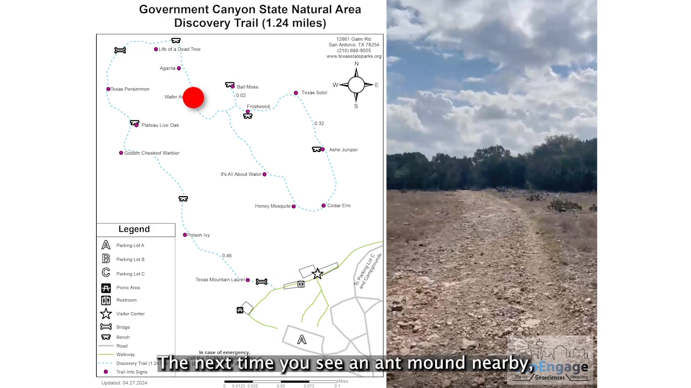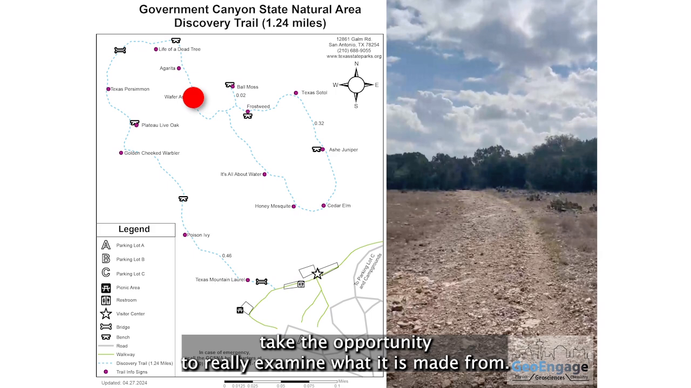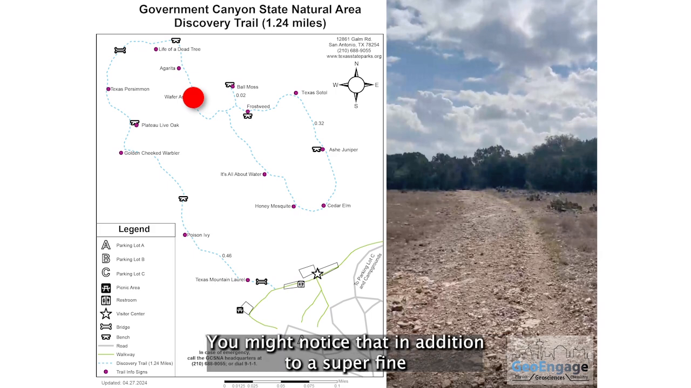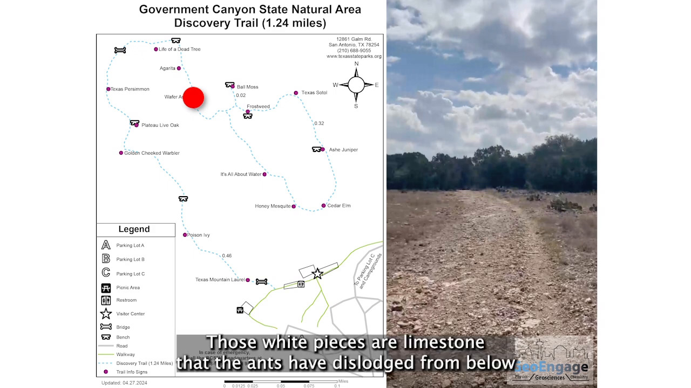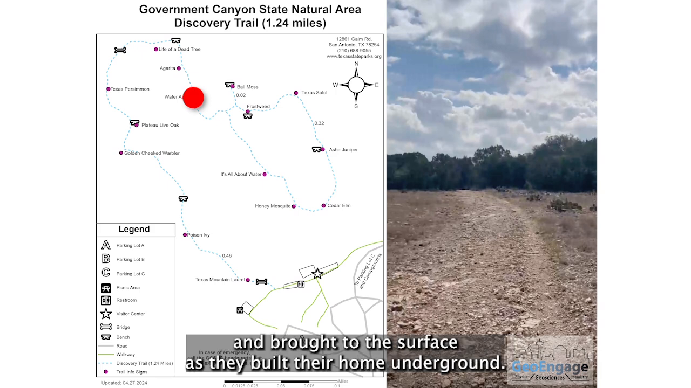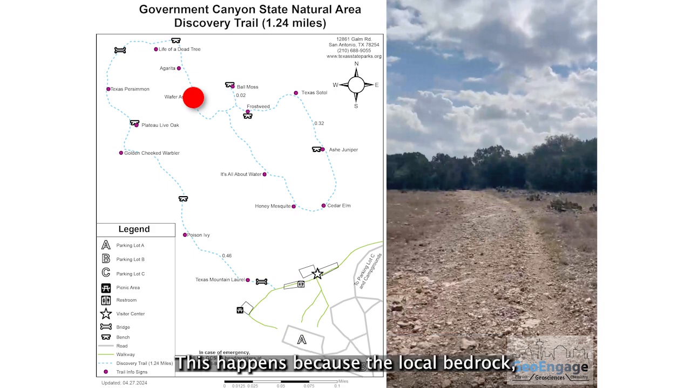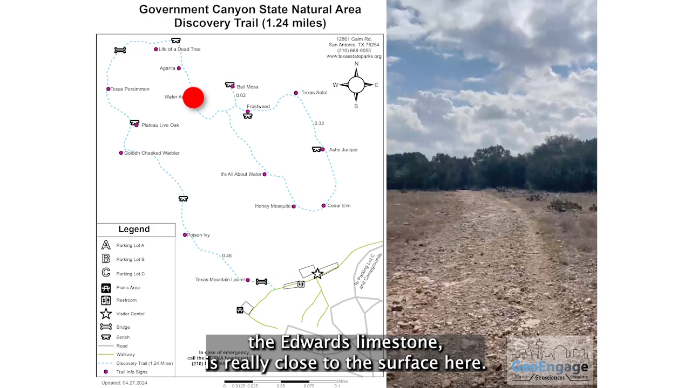The next time you see an ant mound nearby, take the opportunity to really examine what it is made from. You might notice that in addition to a superfine brown dirt, there are little white specks the size of sand grains in the mound. Those white pieces are limestone that the ants have dislodged from below and brought to the surface as they built their home underground. This happens because the local bedrock, the Edwards limestone, is really close to the surface here.